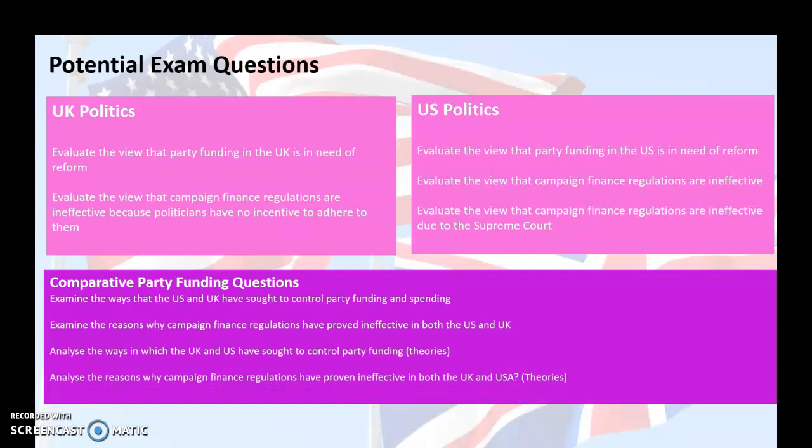You could get these two, which are the theories ones, which again are very similar: the ways in which the US and UK have sought to control it, and again, the ways in which they've both been ineffective. So I think those are 3 reasons why they've been ineffective, why they've sought to control party funding, and perhaps if you can think of 3 similarities in the regulations themselves. And I think the harder one, thinking of 3 differences in the regulations themselves. I think if you have those points, then you've basically got it covered, I would suggest, on campaign finance.